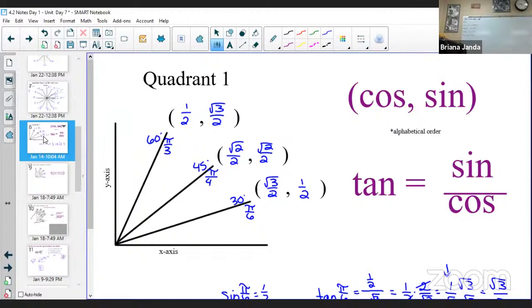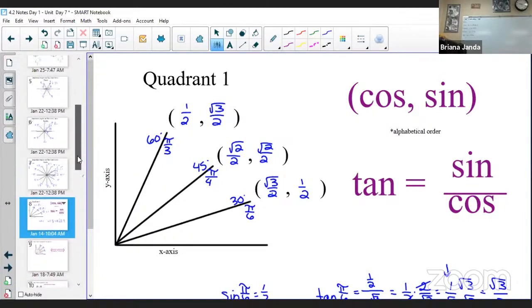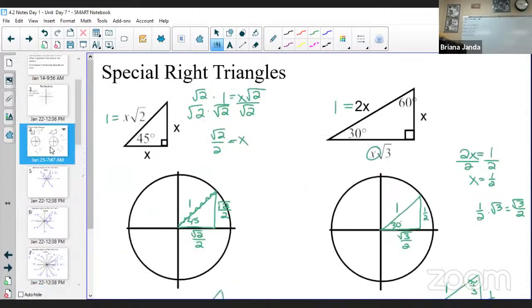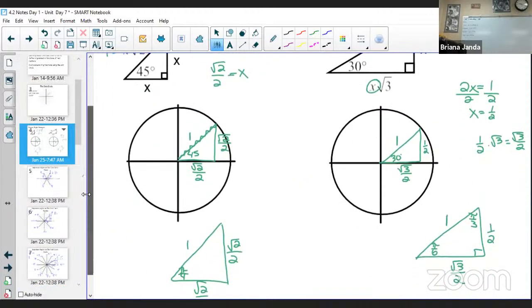If I am a special right triangles person, I would have drawn my model for the 30, 60, 90 here. Pi over 6 is here. Opposite over hypotenuse. Pick your method. Okay.